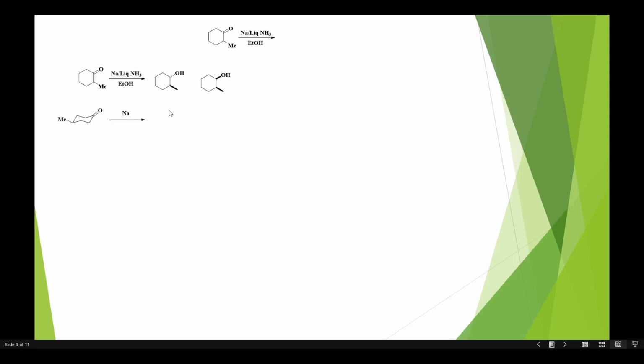What will happen? First, you draw your most stable conformation of cyclohexanone. Then, when you add sodium, it will donate an electron and react with our carbonyl group, and we'll get a radical anion. You should see that this is a radical, and the orbital I have shown here has only a single dot. That's why it's a radical. The radical carbanion forms first.